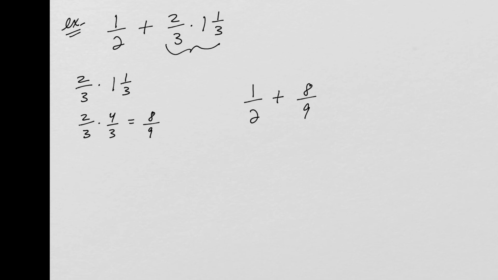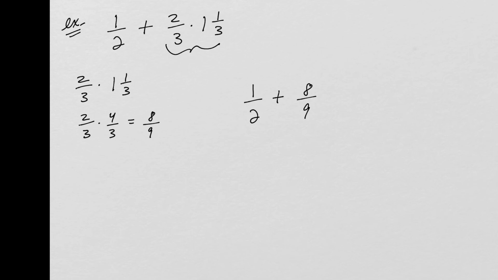Okay, now I need to add them. Well, adding fractions is a little more complicated because we have to have the same denominator. So we want to find the lowest common denominator of 2 and 9. In this case, it's just going to be the product of the two. 18 is the smallest number that 2 and 9 will go into evenly.